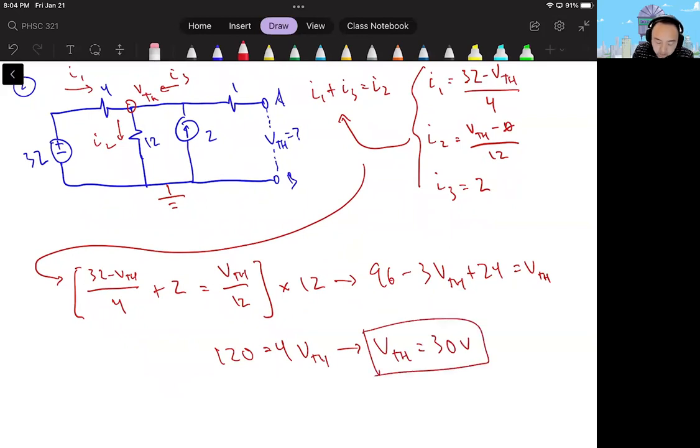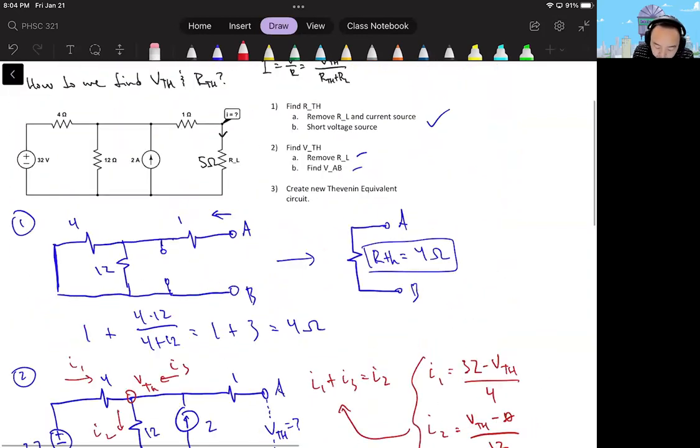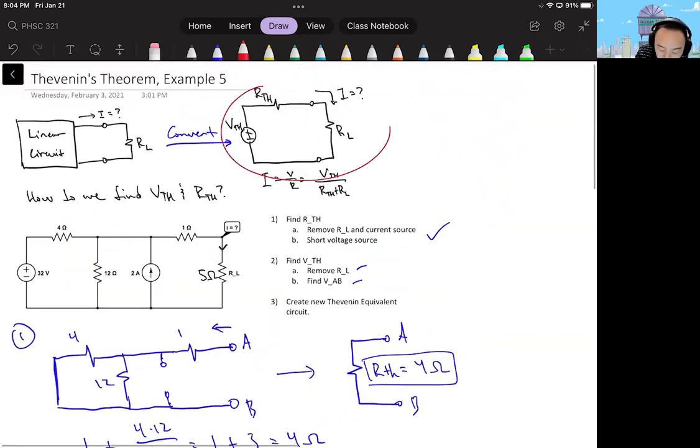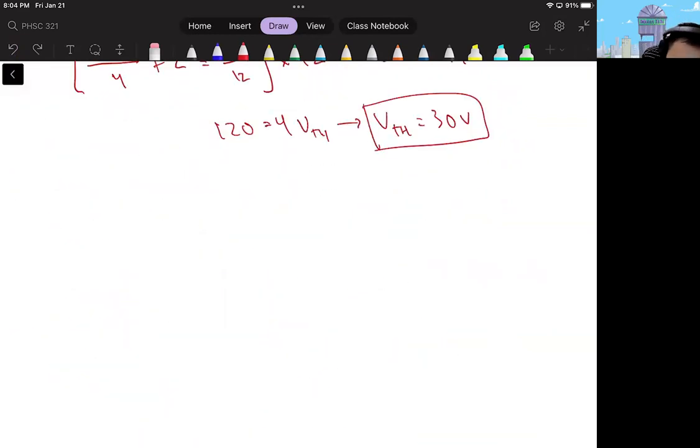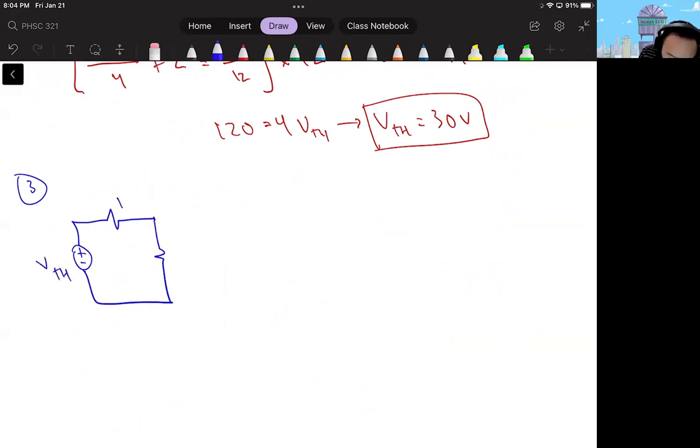All right, so that's the second step. We found the Thevenin voltage. Now the last step is to use the model up here, create the circuit, and plug in the values that you found for VTH and RTH. So for step 3, I'm going to take my model, which is source, resistor, resistor. This source is now VTH, this is RTH, and this is RL.